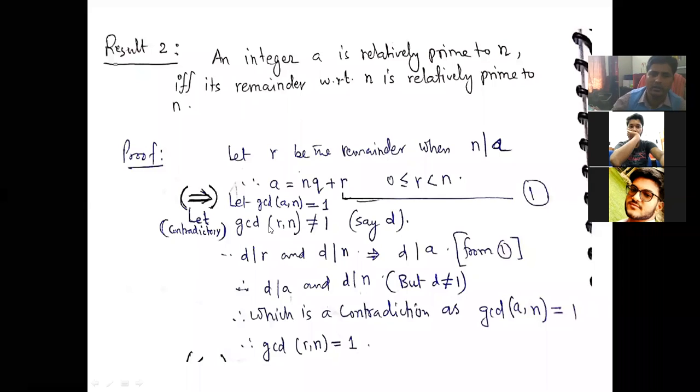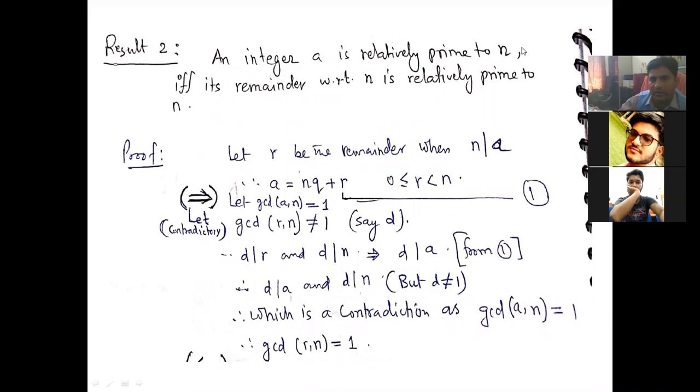Yes, okay. So we have to prove that GCD of r comma n, where r is the remainder, with respect to n is relatively prime to n. Relatively prime means GCD 1, which we have to prove. But by contradiction, suppose it is not equal to 1, say different from 1, say d. So this means d divides r and d divides n. If GCD is d, it will divide both the numbers. d divides r and n. In both, you see some linear combination.